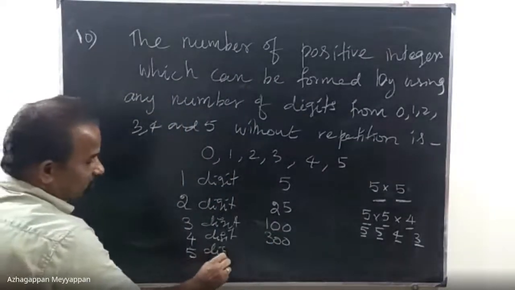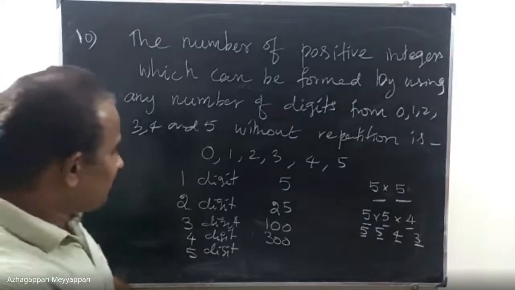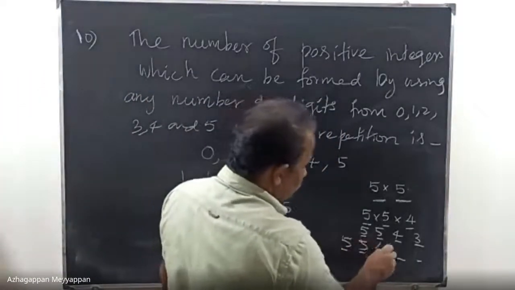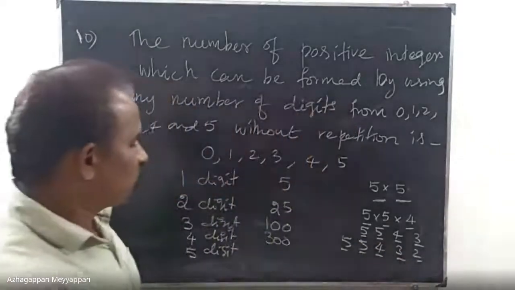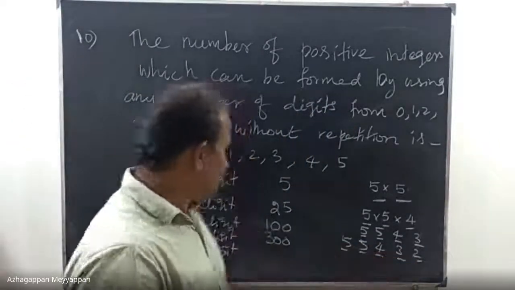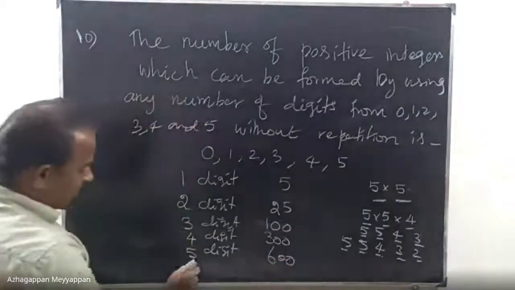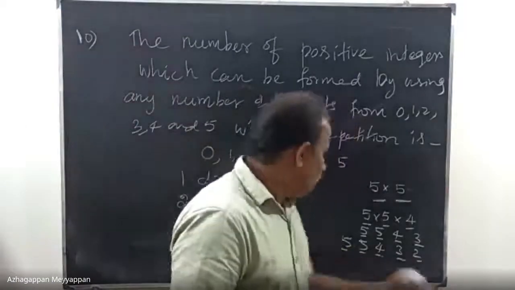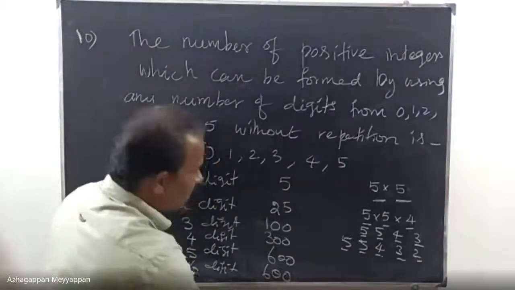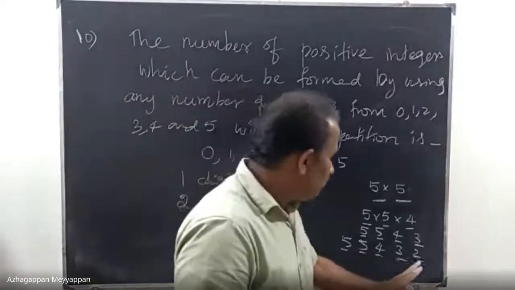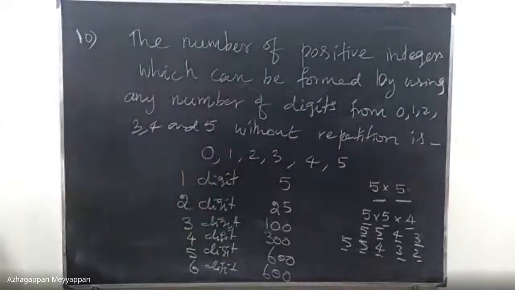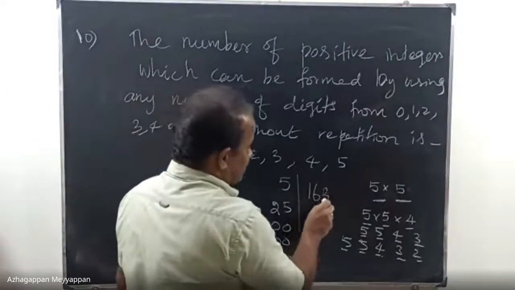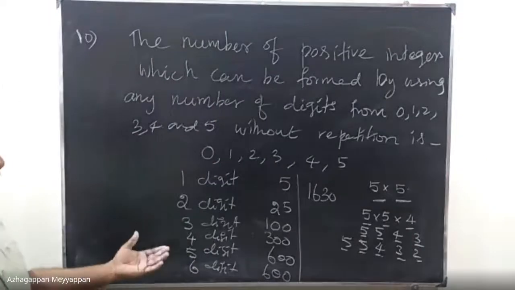5-digit number is similarly you have to calculate 5, 5, 4, 3, 2. So this is 100, 300, 600. 600 length. Okay. 6-digit number is there likewise into 1, the same thing you will be getting again, 600 only. Because 5, 5, 4, 3, 2, again only 1. Multiply it, you will be getting the same. So therefore, if you add it, you will be getting 1630.